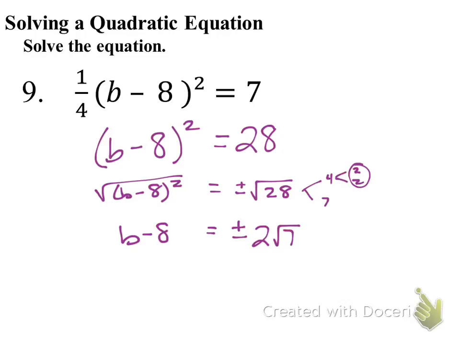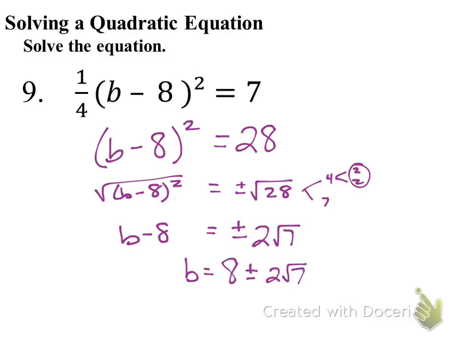And then the last step is the only thing different. We're going to have b equals, we would add 8 to both sides, but this is what it looks like: 8 plus or minus 2 root 7. Because I can't add 8 with whatever 2 root 7 is, I actually leave it like this. This is a simplified form. This is the exact form.